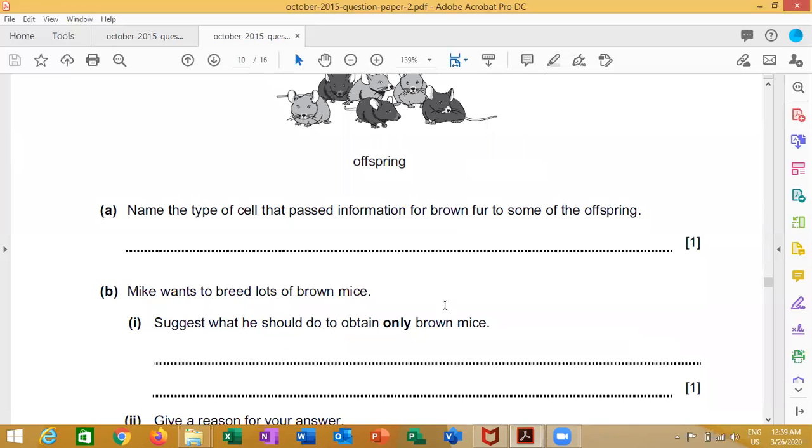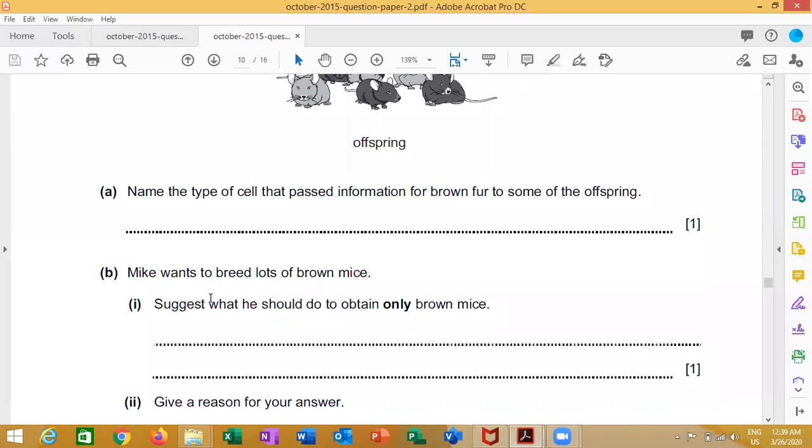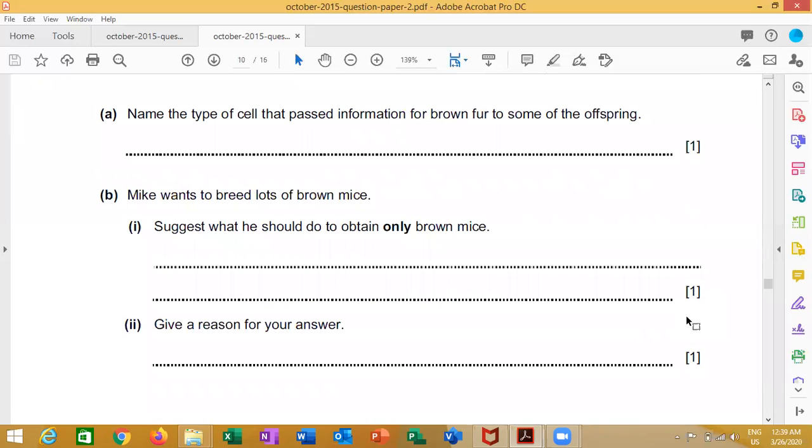Mike wants to breed lots of brown mice. Suggest what he should do to obtain only brown mice. What can he do? Use a brown male, or breed the brown with the same color. Give a reason for your answer: to inherit the brown color only.